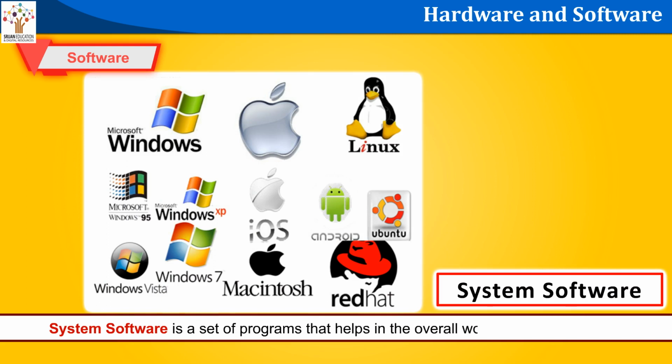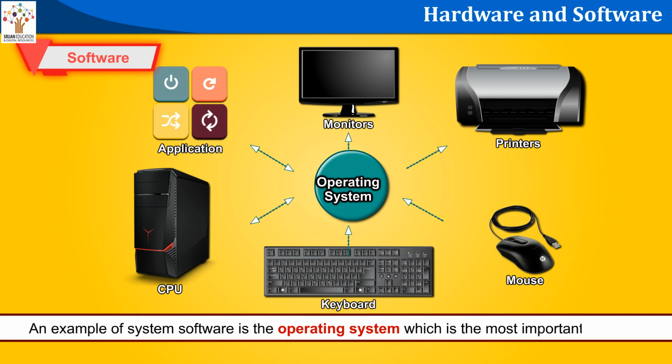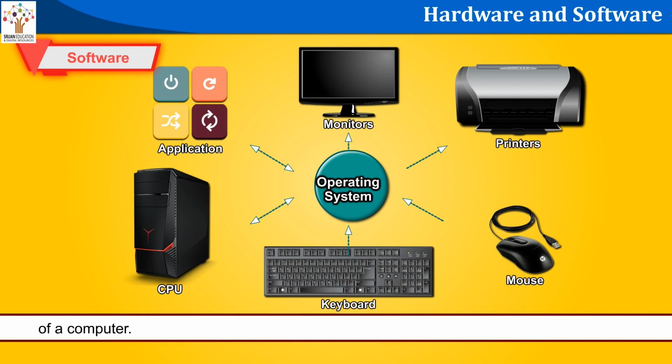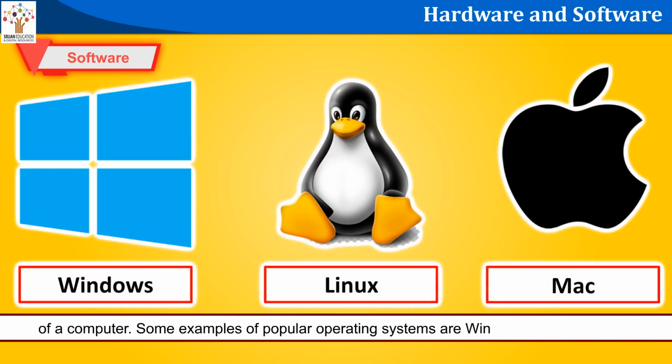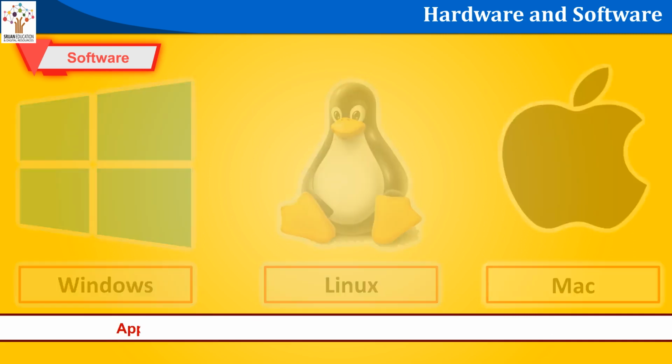that helps in the overall working of the computer. More specifically, it helps the hardware and application software to work properly. An example of system software is the operating system, which is the most important software of a computer. Some examples of popular operating systems are Windows, Linux, and Mac.